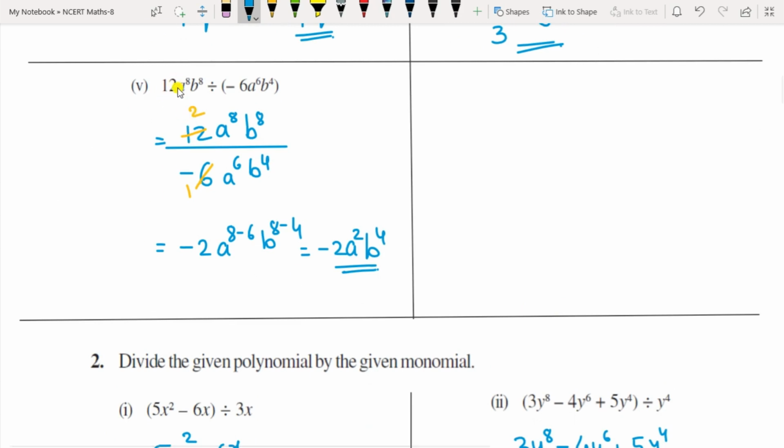This one, 12a raised to 8, b raised to 8 and minus 6a raised to 6 and b raised to 4. So 6 1s are 6, 2s are 12, 8 minus 6 and 8 minus 4 is a square b raised to 4.